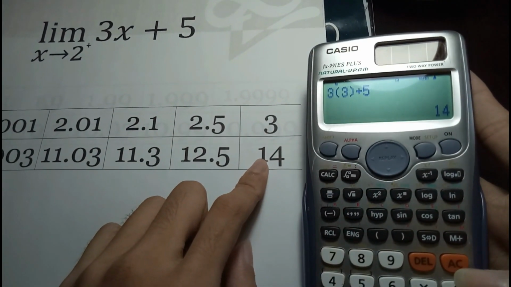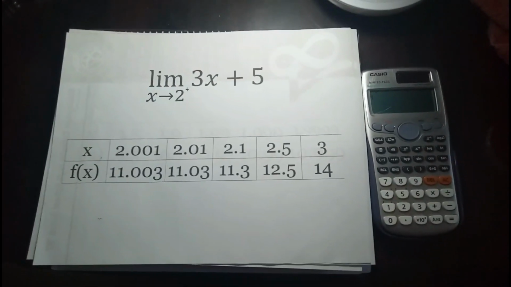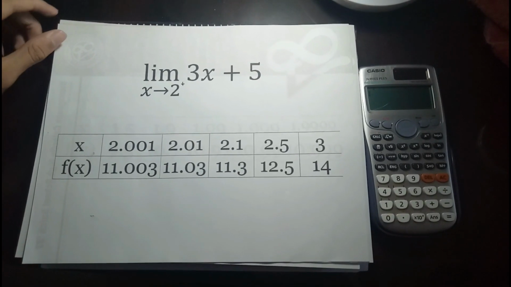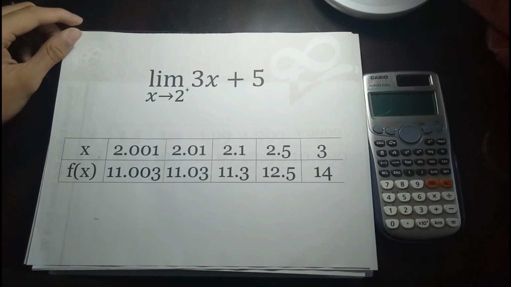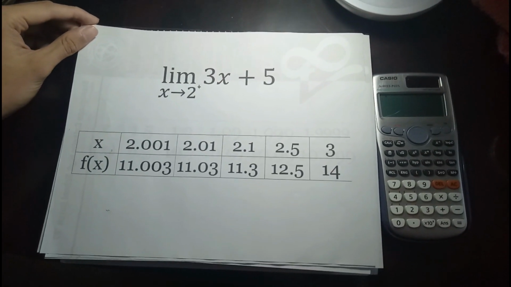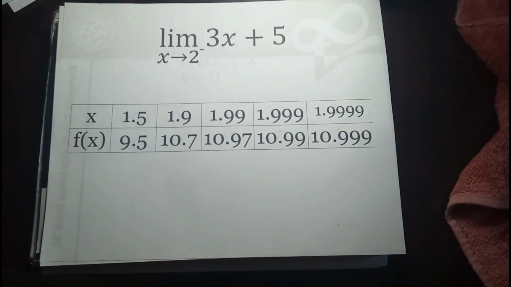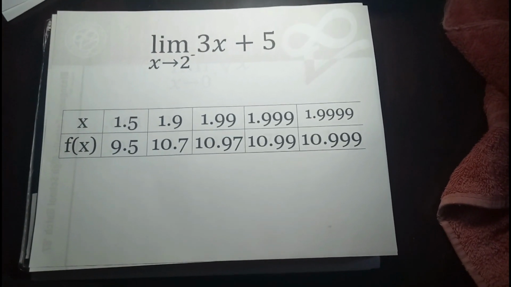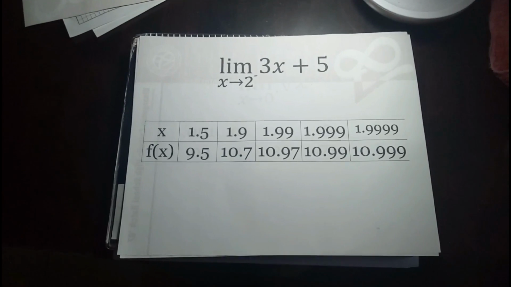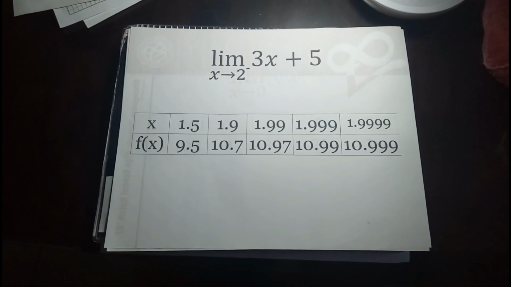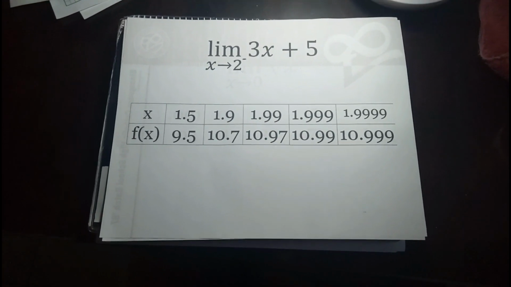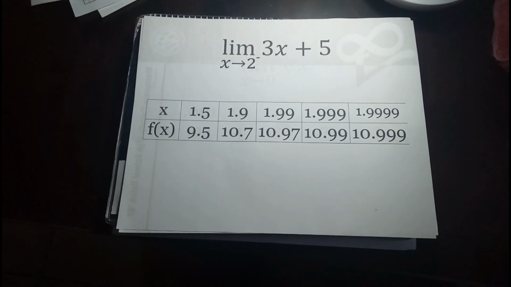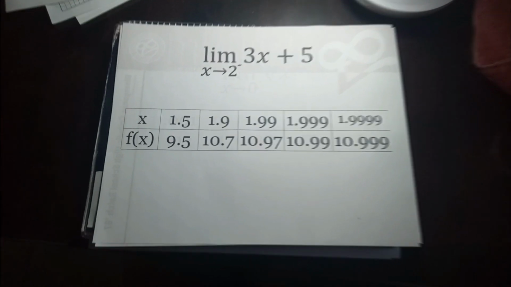As the table shows, as x gets closer to 2, the value gets closer to 11, meaning the limit of 3x plus 5 is 11. Now, we'll be having x approaching 2 from the left, meaning we should be getting values of x less than 2 until 1. As we can see, the limit of the function as x gets closer to 2 is also 11. Thus, the limit of 3x plus 5 as x gets closer to 2 from both sides is 11.